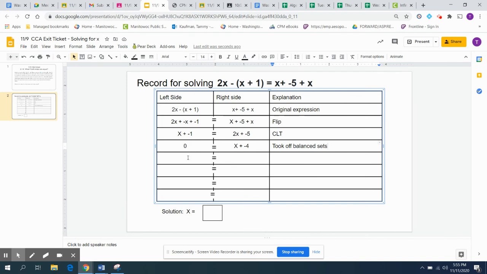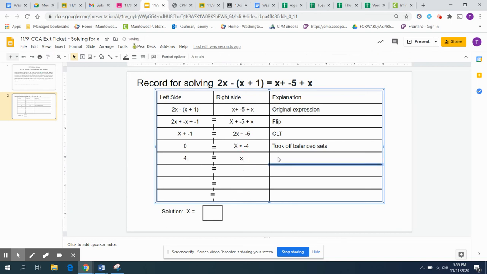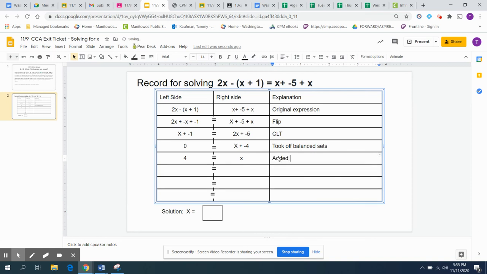So what that looks like here is I added 4. So I got 4 on the left side and x on the right side. And I added balanced sets. You can actually say added 4. On this one, we can say that we took off balanced sets, we took off x and -1. And so when I get down here, my answer is x is equal to 4.